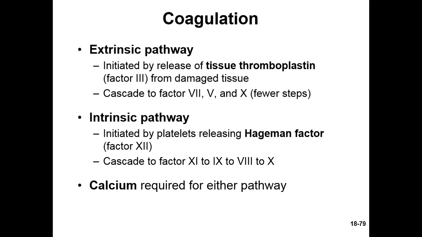Okay, if you look at figure or slide 79, calcium is required in both pathways. In extrinsic, you're looking at the inner lining is damaged, factor 3, then 7, 5, and 10. You have fewer steps as compared to the intrinsic Hageman factor 12, and it initiates a sequence of internal events that eventually lead to the fibrin clot.